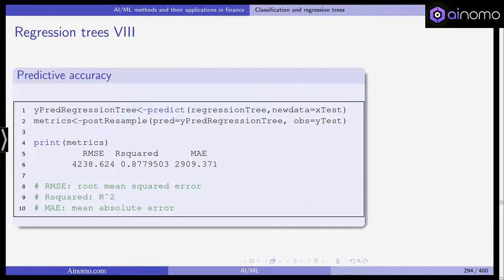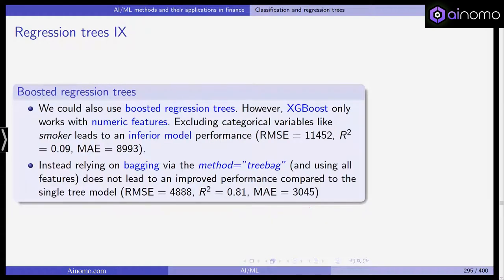Again, we predict based on the test data sample, and you can see the R² is 87%. The root mean squared error is 4,238, and the mean absolute error is 2,900. Obviously, the R² is easiest to interpret, and we get that in this model, close to 87% of the variance can be explained by this regression tree. We could also use boosted regression trees.